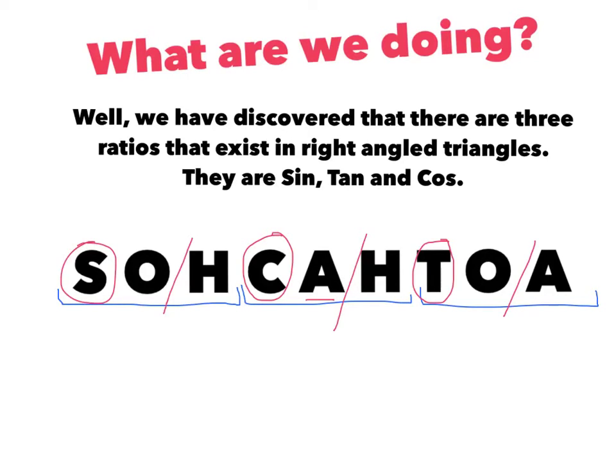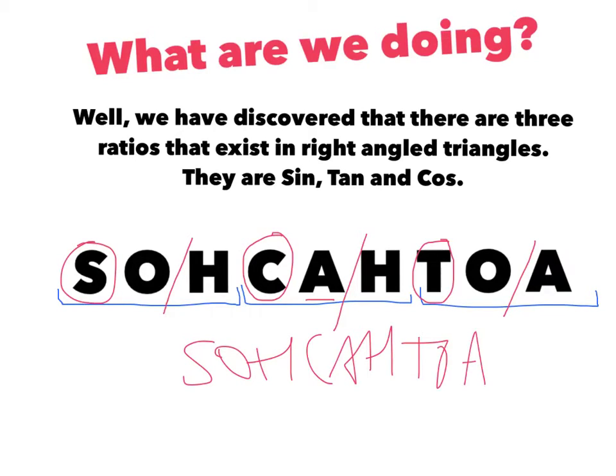So that's why you see me always write down, like a crazy person, SOH CAH TOA. I always write it down so that I know that it's the opposite over the hypotenuse, the adjacent over the hypotenuse, and the opposite over the adjacent.